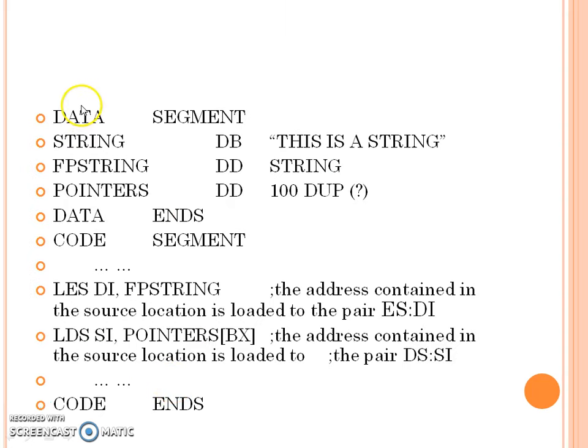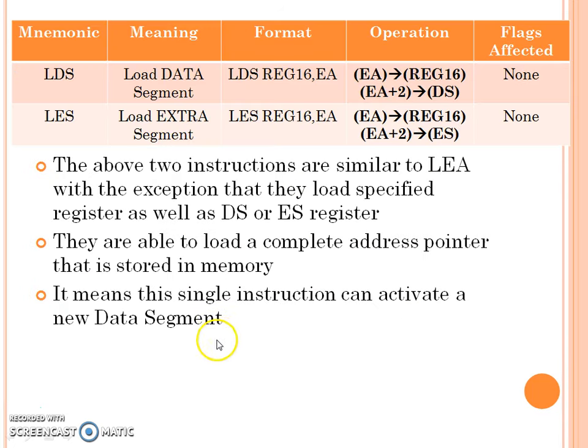Next, this is a simple program which contains a string. This is my string, and DB stands for data byte. So while calling this string in our program, we can load the effective address using LEA DI, string. The address contained in the source location is loaded into the register DI.